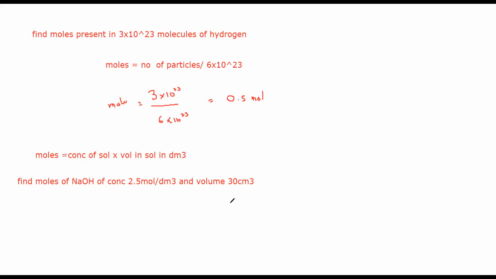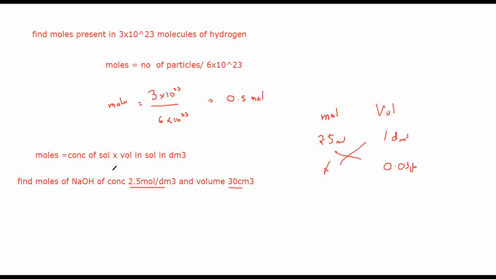You can say the ratio between mole and volume, because the concentration 2.5 means that there are 2.5 moles in 1 dm cube. So how many moles will be there in 30 cm cube? When you convert into dm cube, it will be 0.03. Then this will be x. Cross multiply, you will get the answer.